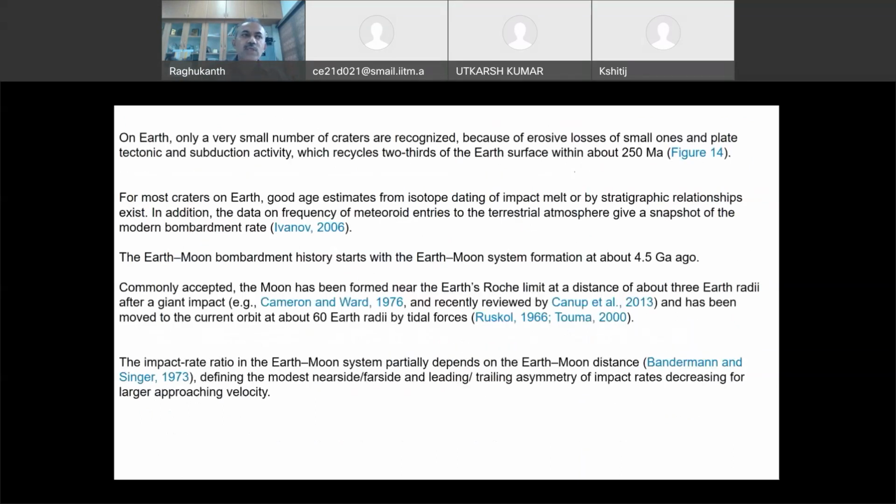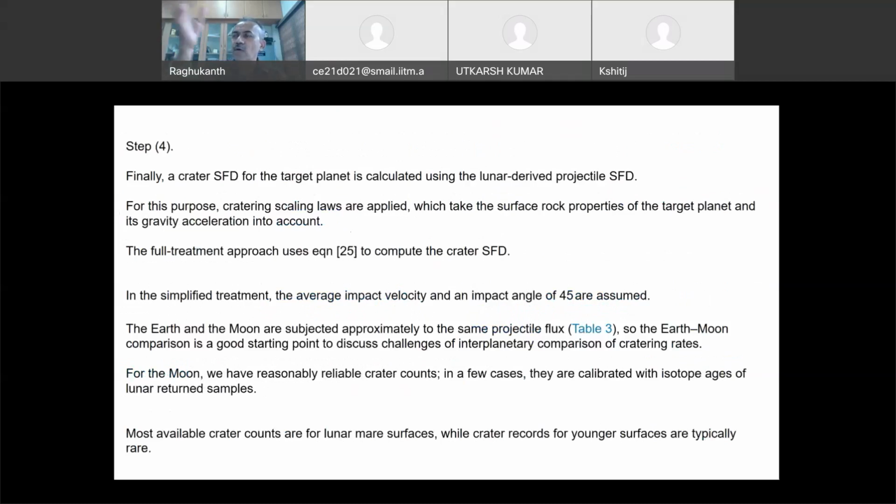Of course, the main advantage, which is why people regularly use this, is that Earth and Moon are subjected to the same projectile flux. Impact rates are more or less the same. So whenever you do this type of methodology, the first thing is you calculate for Earth and validate whether this works or not. As I already told you, for the Moon we have reasonably reliable crater counts. Moon is a very reliable thing, because with no atmosphere everything is nicely preserved. Human missions also went, we have the rocks, and they are nicely calibrated.